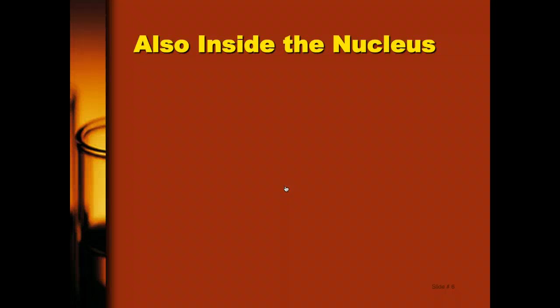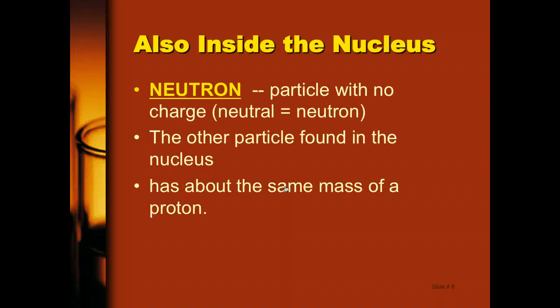Also inside the nucleus we find the neutron, and the neutron has no charge, it's neutral. The reason it's neutral is because, we now know, it's composed of an electron and a proton together. So in beta decay we learned that the electron will split off and take its fragment of mass with it and its negative charge, and leaves the positive charge and most of the mass.